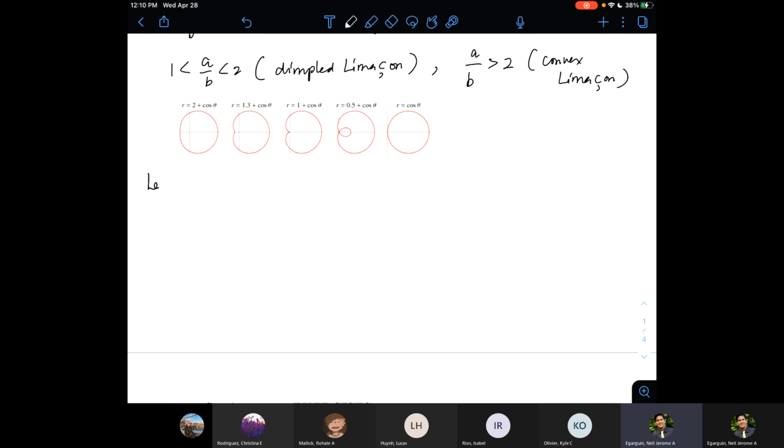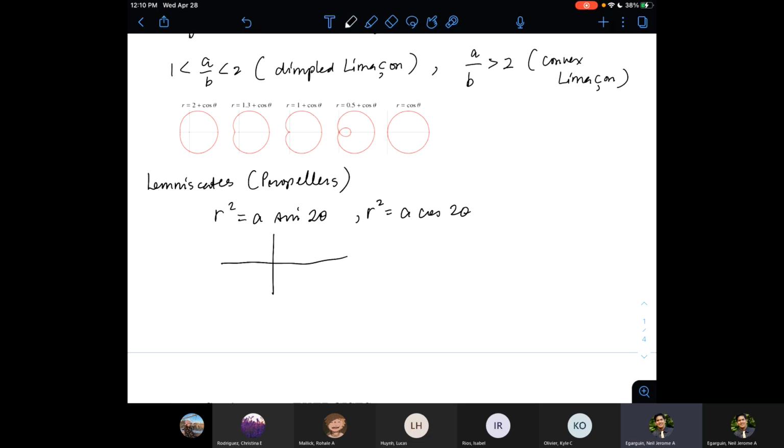Then aside from limaçons, we also have what we call lemniscates, or propellers. Other books call it a propeller. The equation is r squared equals a sine 2 theta, or r squared equals a cosine 2 theta. So the graphs will look like this. A sine 2 theta will look like this, and a cosine 2 theta will look like this. That's why I prefer to call them propellers, because they really look like propellers.